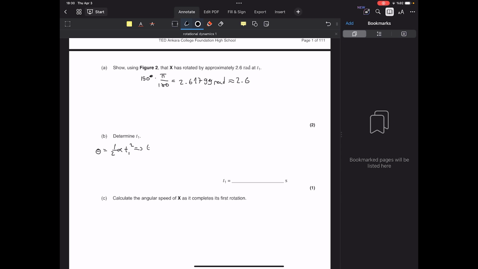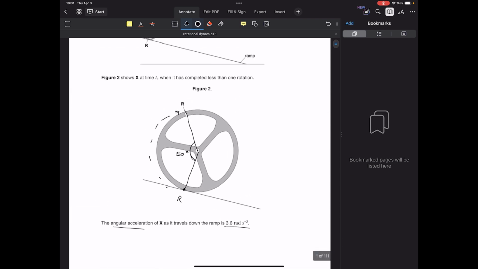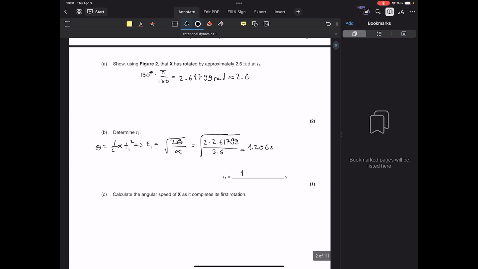Then if you solve for T1, it's going to be equal to the square root of 2 theta over alpha. So that's the square root of 2 times 2.61799 radians divided by 3.6 radians per second squared, which gives us 1.206 seconds. The quantities have been given to us in 2 SF, so I'm going to write this as 1.2 seconds.